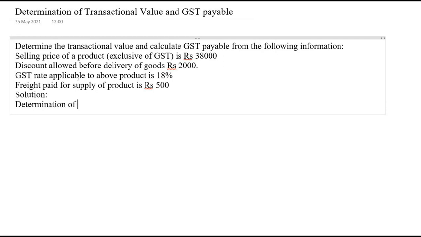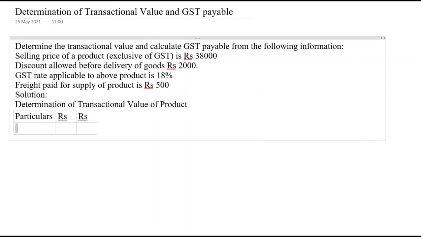determination of transactional value of product. So now let me insert 3 columns here. Particulars, rupees, then rupees. So now selling price of product, which is given as exclusive of GST. Suppose if the GST is already included here, we should deduct the amount of the GST.